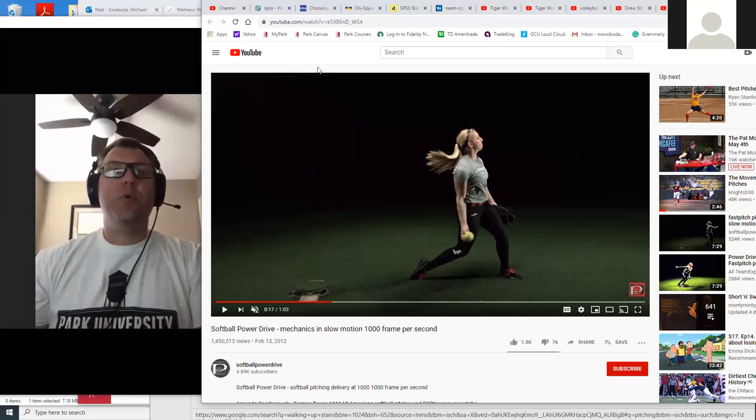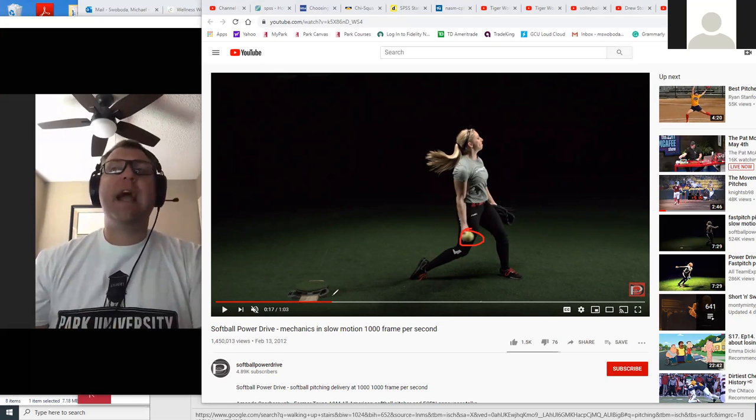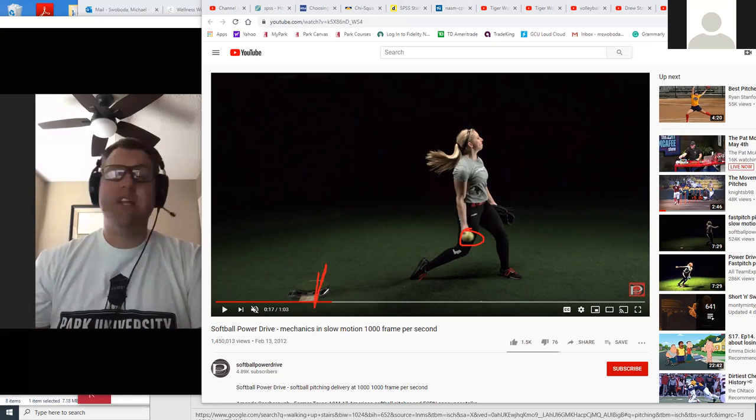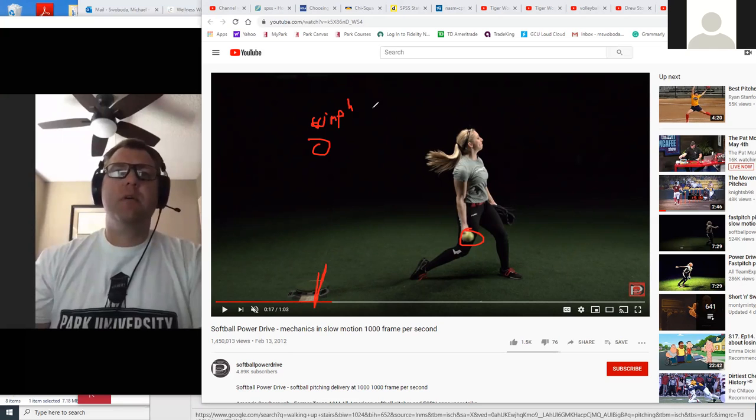So if I am throwing, say, 60 miles an hour as an exit velocity, but I have to throw from right here, which for softball, I believe is 42 feet. I hope I'm right. If I were to throw at an exit velocity of 60 miles an hour at 42 feet, that is going to drop off considerably in speed once I hit the plate.